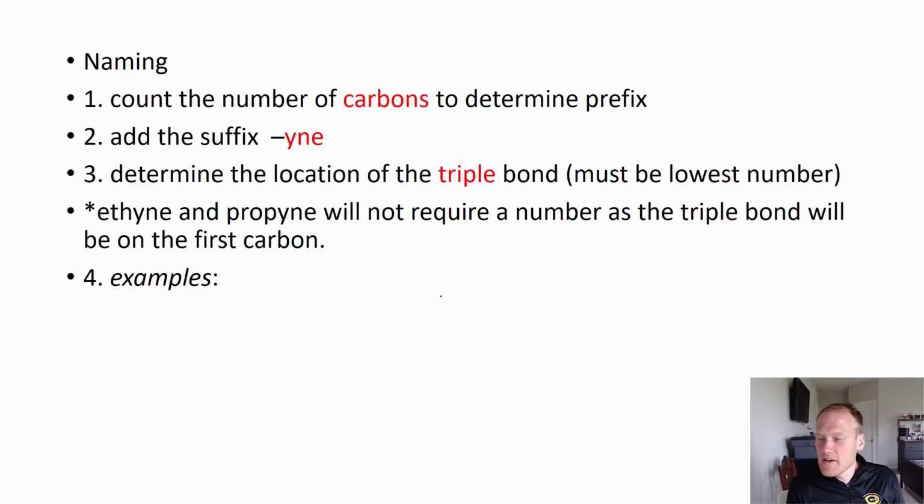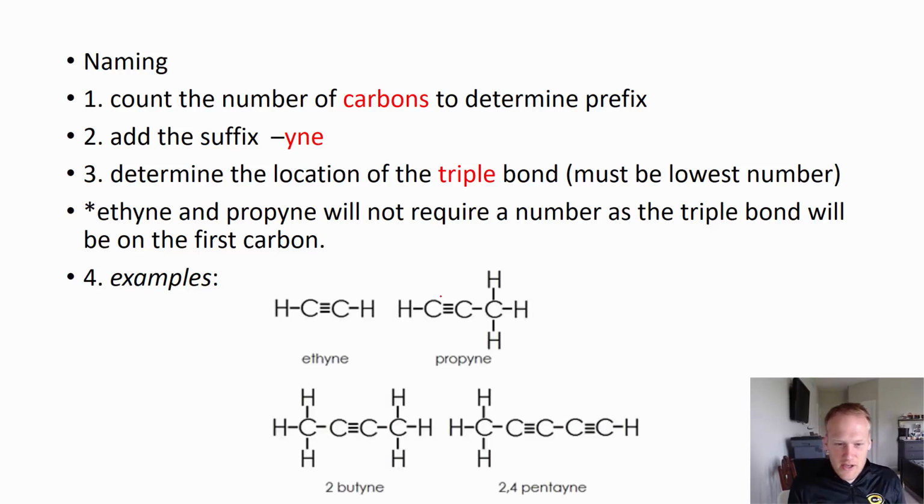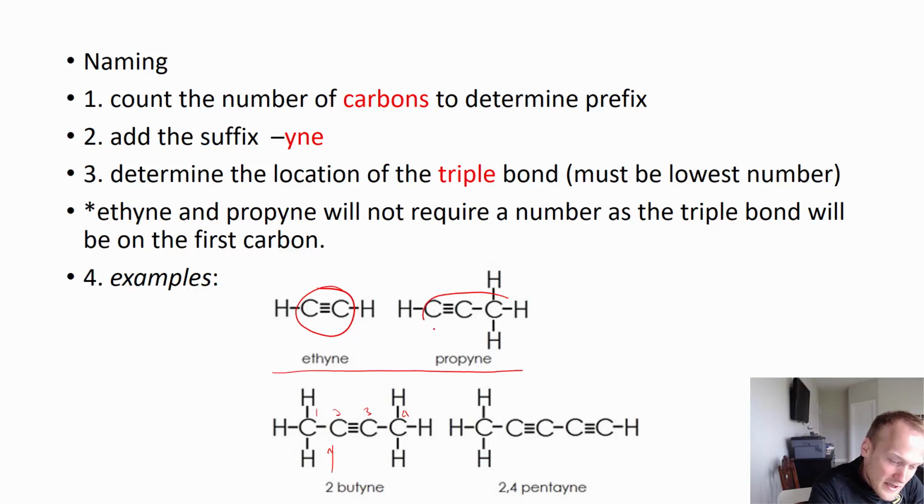How do we name these? The same way as we name alkenes, but now they're alkynes, triple bonds. So ethyne, propyne, things like that. Here's your pictures: ethyne, propyne, 2-butyne. Look here, this is 1, 2, 3, 4, and so the triple bond is coming off the second carbon. You might ask why ethyne and propyne don't have a number. It's because they don't need one. If you only have 2 carbons, the triple bond's between them. If you have 3 carbons, it's either here or here, and depending on which end you're counting from, it's still off the first carbon.